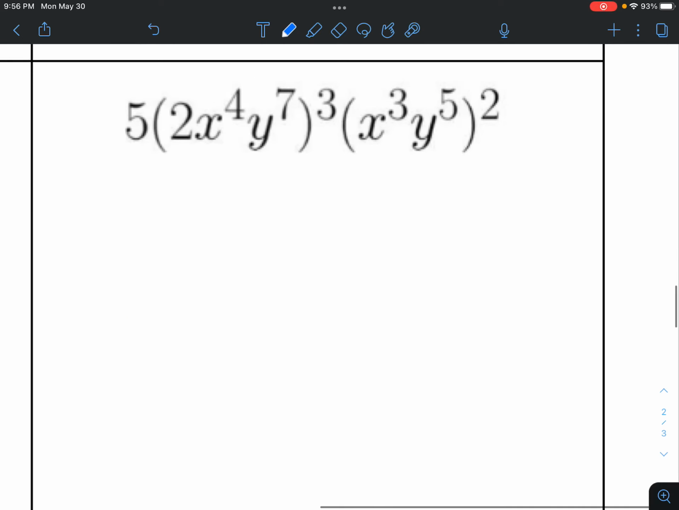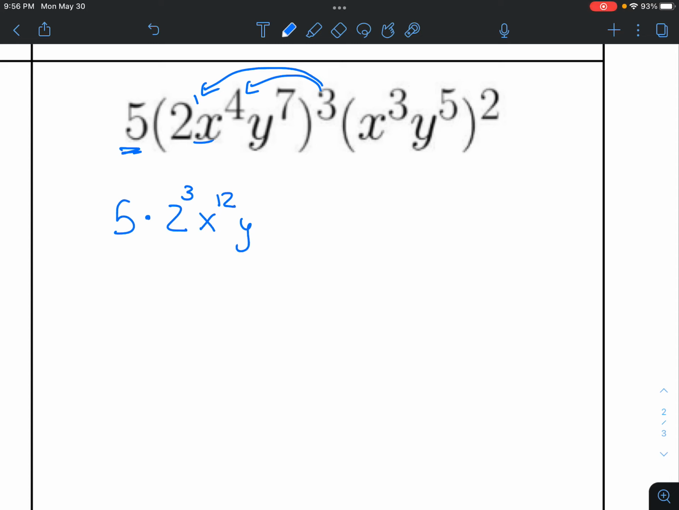Last but not least, we have a little bit of a different situation over here where we have this coefficient 5 out front. Don't let that trick you at all. It doesn't really change anything about what we're doing. We just need to multiply this by our final answer. So we're going to have 5 times invisible exponent 2 to the third. Keep the base of x. 3 times 4 is 12. Keep the base of y. 3 times 7 is 21.